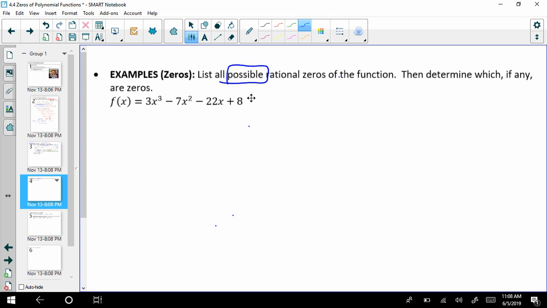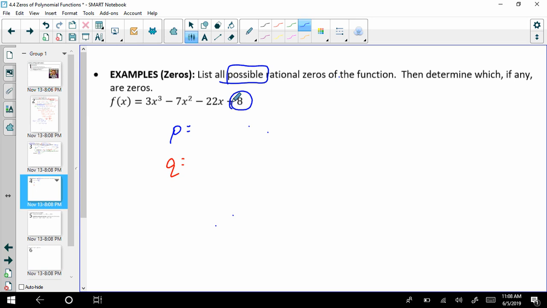The next thing I would like you to do is we're going to make ourselves a list. We are going to identify P and Q. So P is all the factors of the constant. Well, in this one, what is the constant? It's 8. So P is not 8. I want to know all the factors of 8, all the things that multiply to 8.